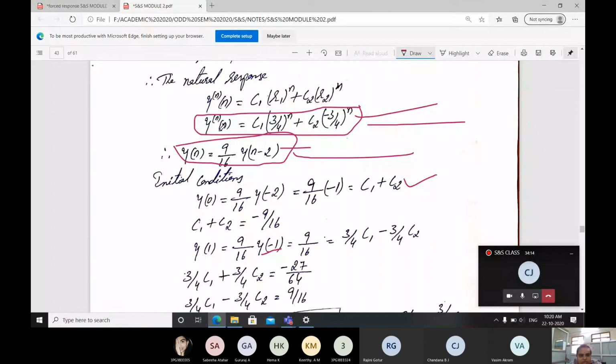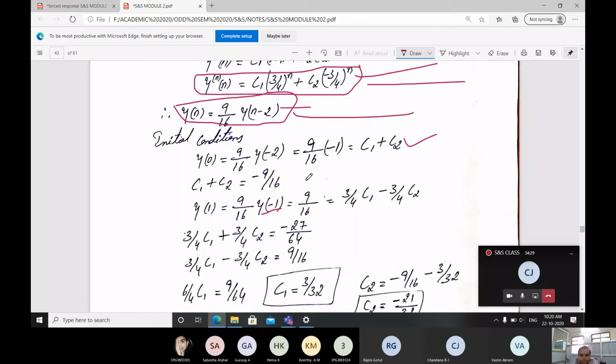Then when n is 1, here the n is going to be 1, means 3 by 4 into C1. Then minus 3 by 4, because n will be 1, right? For that reason, minus 3 by 4 into 2, C2. Solve for these two equations.